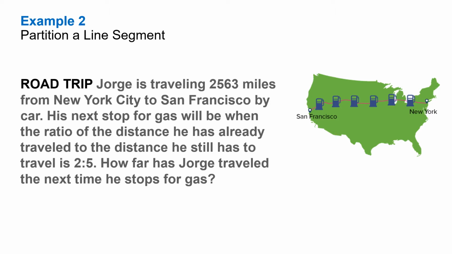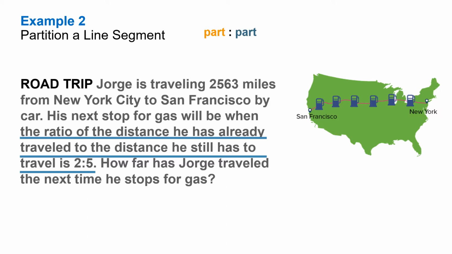The first thing we're going to want to do is underline key pieces of information in our word problem. So the ratio of the distance he has already traveled to the distance he still has to travel is 2 to 5. So that tells us that this is a part-to-part relationship. So we can identify M and N from our ratio.